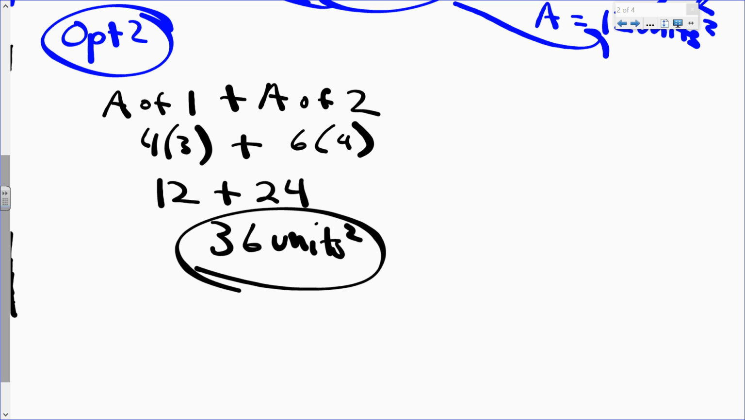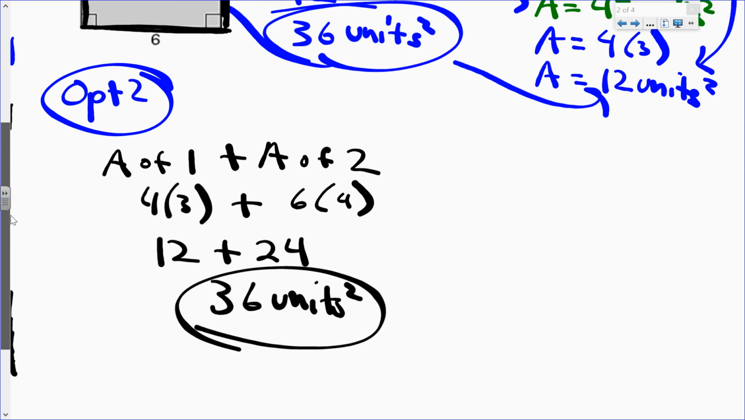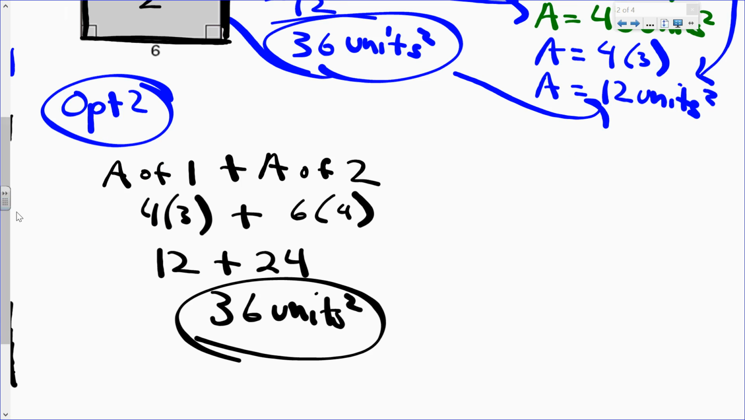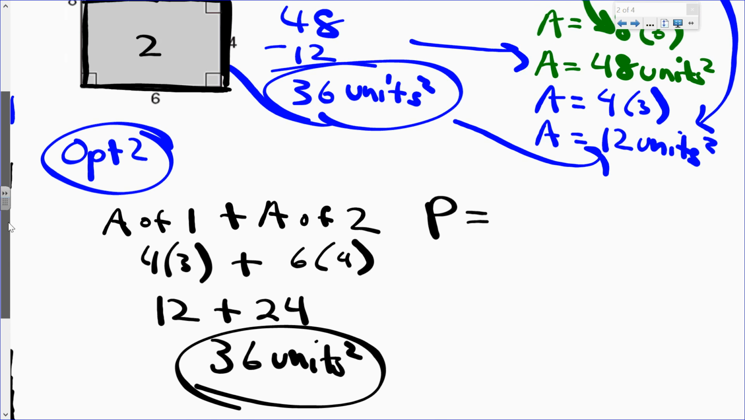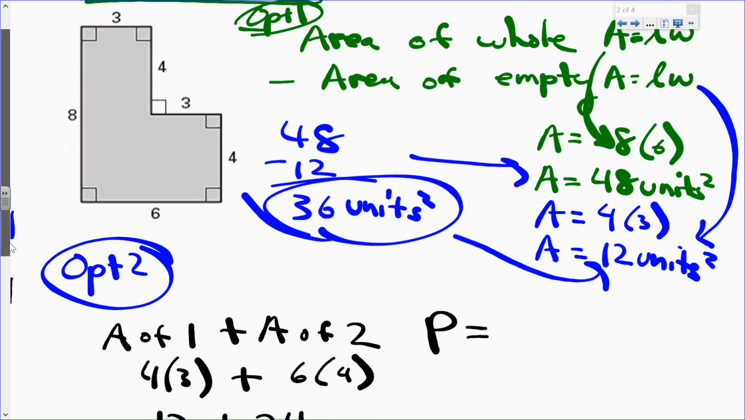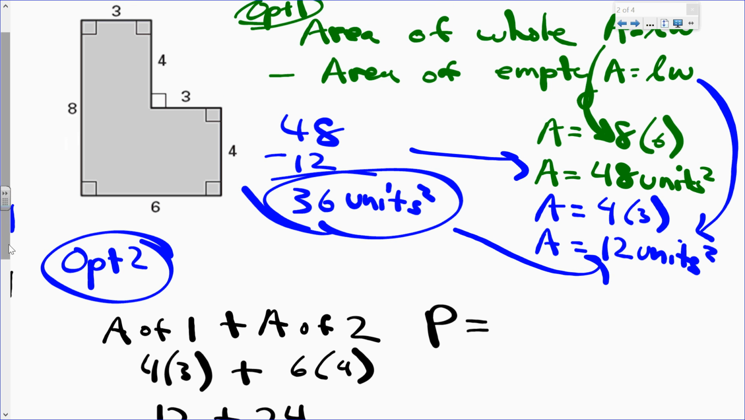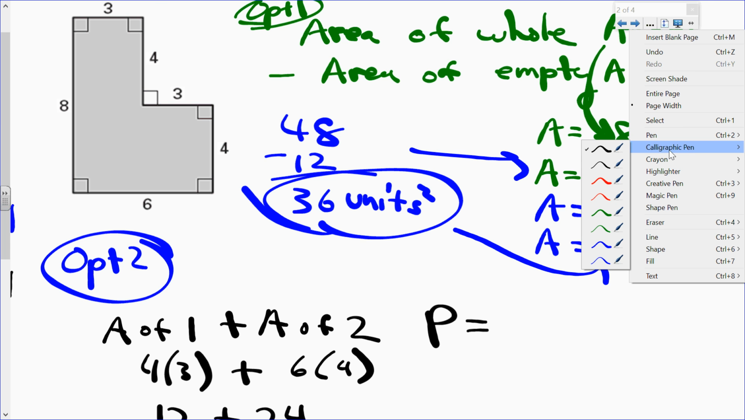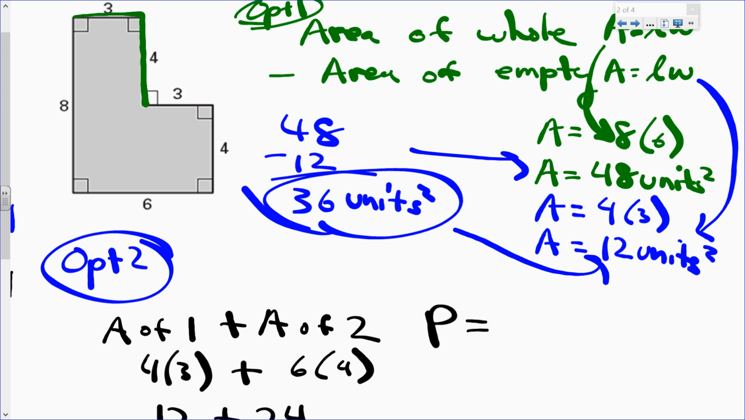Let's just find the perimeter and we're done. I'll give you the time to work on quiz 1 or assignments 2 and 3 till the break. So perimeter. Perimeter is easy. Just find all the boundary. Okay, so the perimeter is 4 plus 3. Here we go. Start here. 4 plus 3 is 7, plus 8 is 15, plus 6 is 21, plus 4 is 25, plus 3 is 28. 28 units. Not square units, but units.